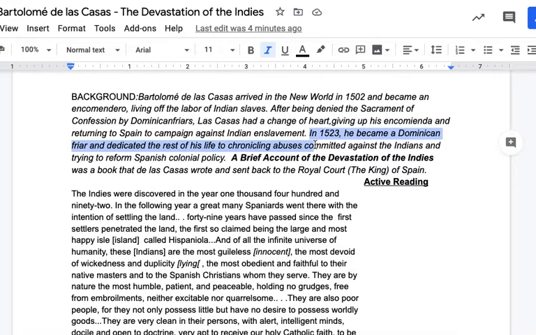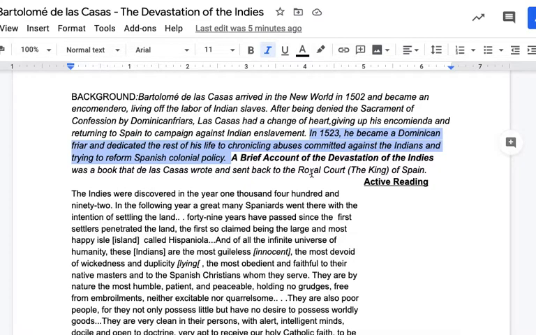Then in 1523 he became a Dominican friar and dedicated the rest of his life to chronicling abuses committed against the Indians and trying to reform Spanish colonial policy. Wow, so he actually converts to become like a priest, and he writes down everything that's happened, and his purpose is to change Spanish colonial policy, like the laws about Spain and its colonies. A brief account of the devastation of the Indies was a book that de las Casas wrote and sent back to the King of Spain.